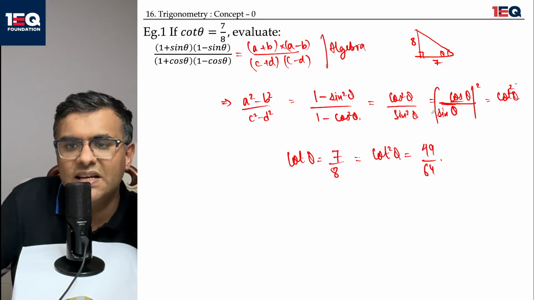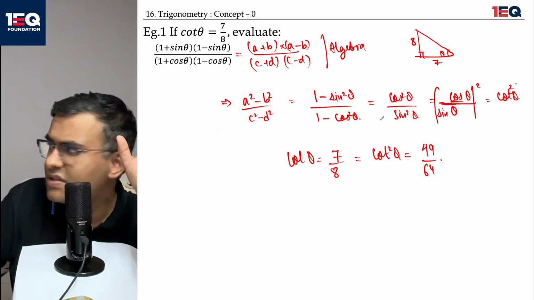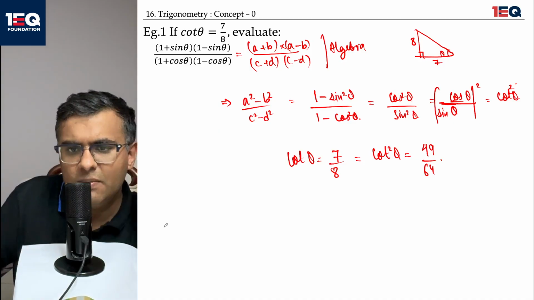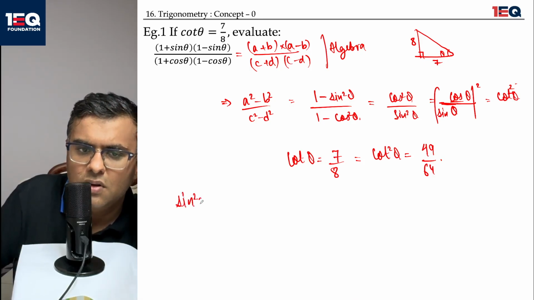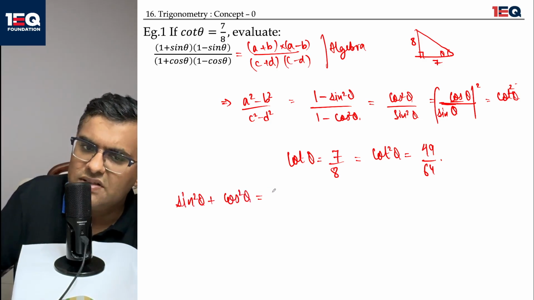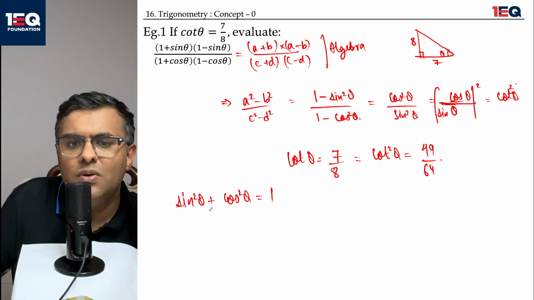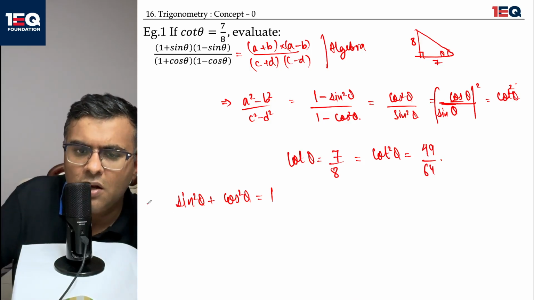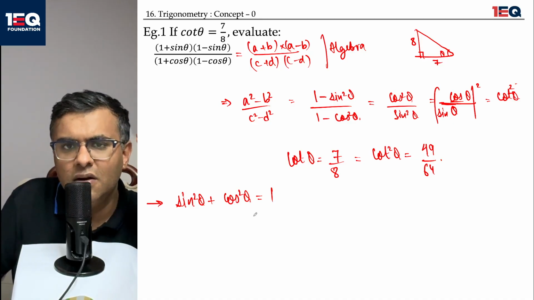I used the basic identities of sin square theta plus cos square theta being equal to 1. This is the identity which I haven't talked about. I will be teaching the same identity right here. Whenever we talk about sin square theta plus cos square theta, the value of this is always equal to 1, no matter what value theta can take. It is universally true.